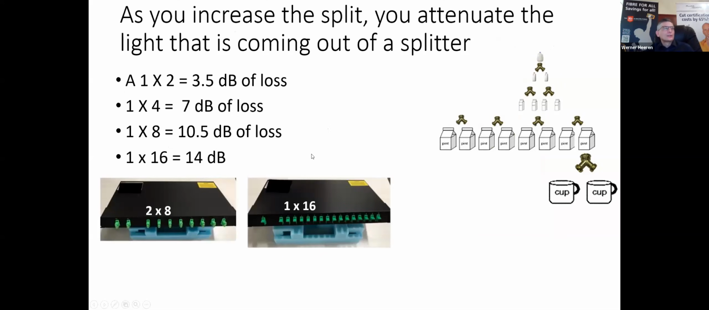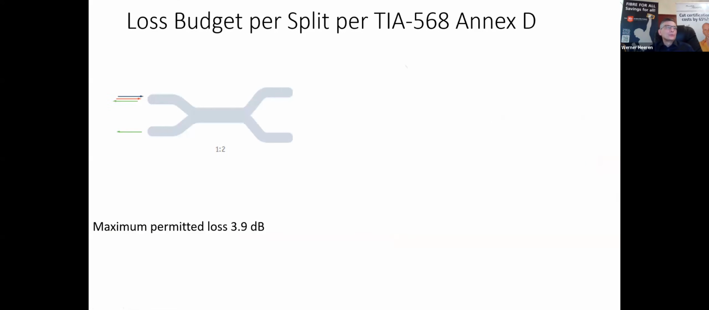So again, as Shahir mentioned, a 1 times 4 split is normally 6 dB, and a 2 times split, but because of the connectors you now have 2 times more connectors, so 7 dB. 1 times 8 is 10.5 dB, and a 16 splitter is 14 dB loss. So as you increase the number of splits, the loss will of course increase. Here you see the loss budget as per the standard TIA 568 Annex D.